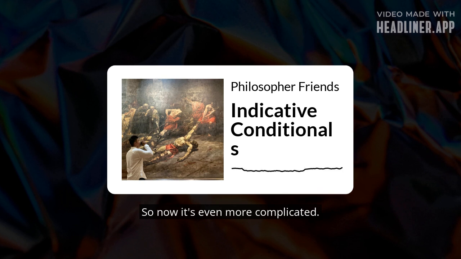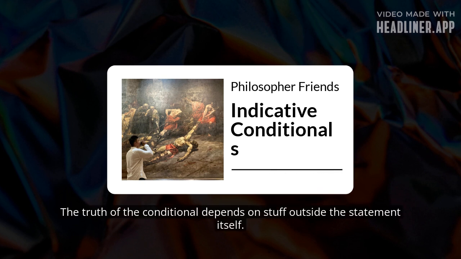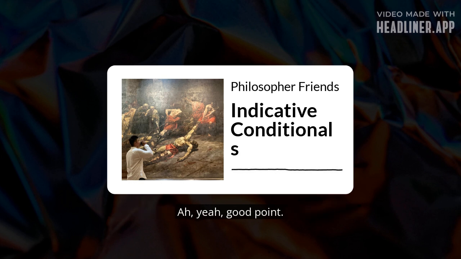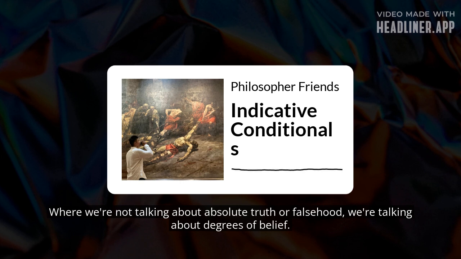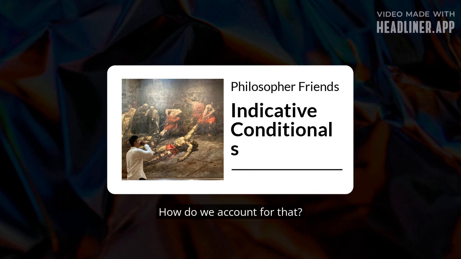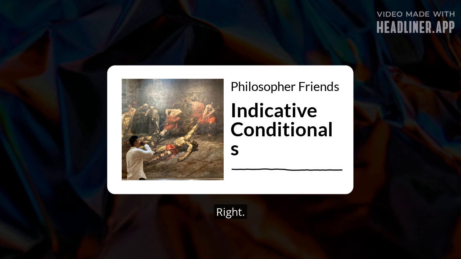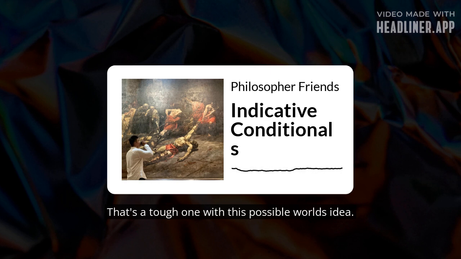So now it's even more complicated. Right. The truth of the conditional depends on stuff outside the statement itself. And then what about uncertain conditionals, where we're not talking about absolute truth or falsehood? We're talking about degrees of belief. How do we account for that? Like in Stalnaker's framework, what if I'm 70% confident in a conditional? How does that fit in with this possible worlds idea? That's a tough one.